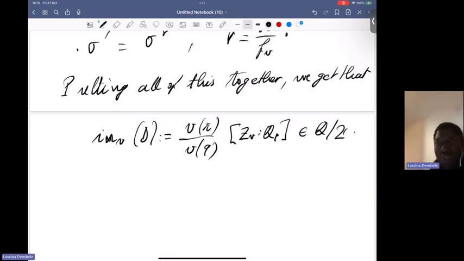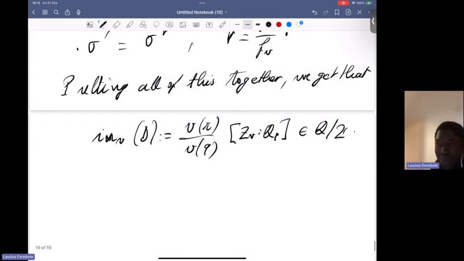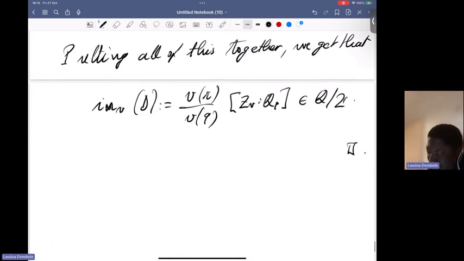And we are going to use this invariant in the final lecture in the proof of the Honda-Tate theorem. So I think this is a good place to stop for today. Thank you and have a good weekend.